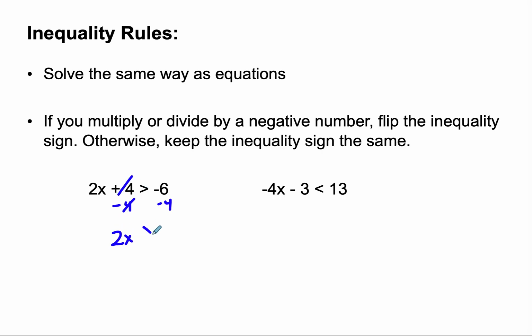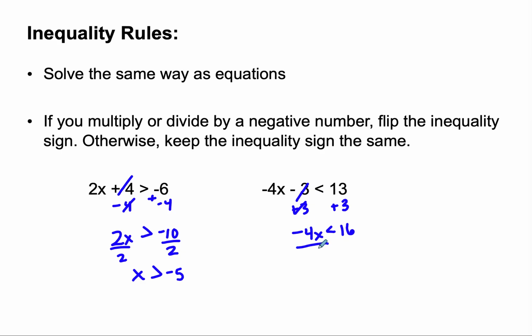So I have 2x is greater than negative 6 minus 4. I can do boom, boom, and make that negative 6 plus negative 4. That's negative 10. When I divide by positive 2, I get x is greater than negative 5. I divided by a positive number, so my inequality sign stayed the same. Let's look at this one. Negative 4x minus 3 is less than 13. I start by adding 3 to both sides to get rid of that minus 3. Get negative 4x is less than 16.